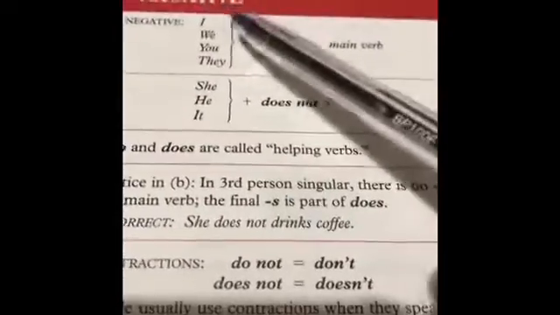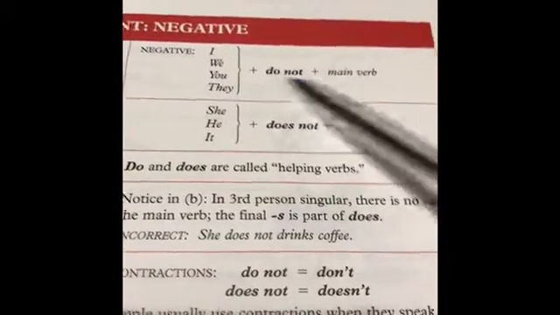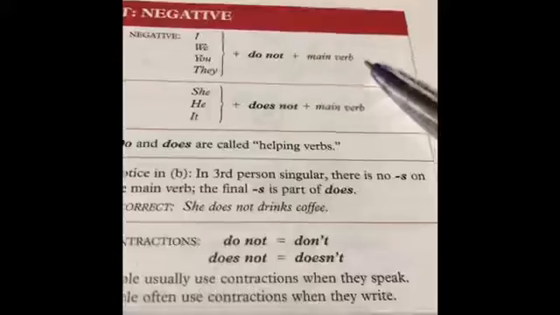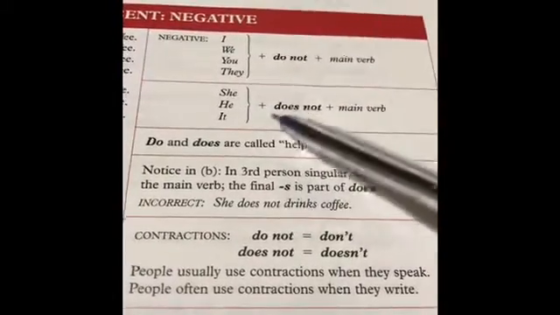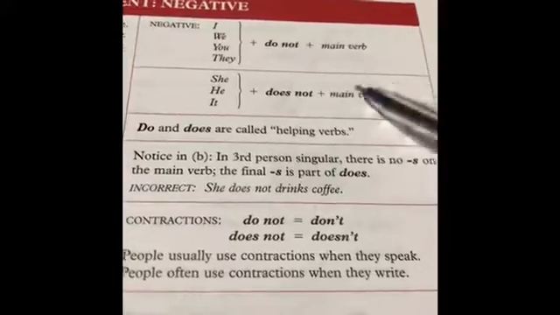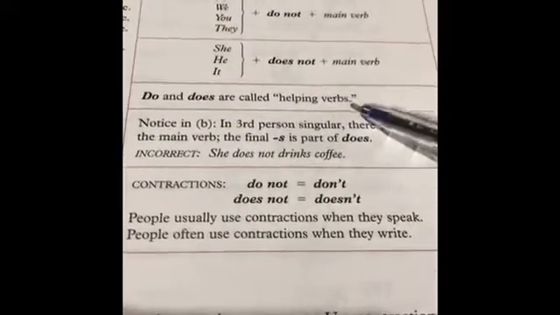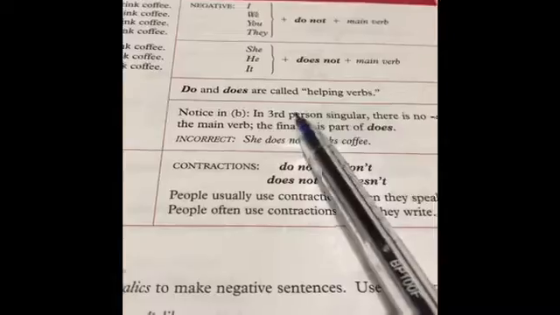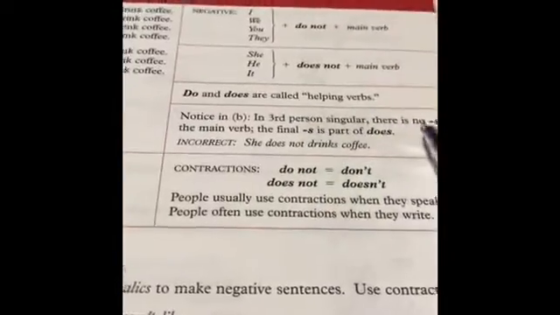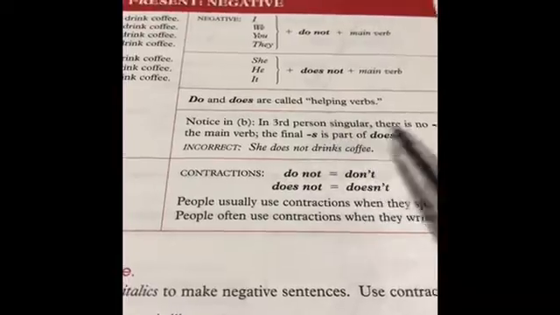The negative, here I, we, you, they, don't plus main verb, يعني الفعل الأساسي. She, he, it doesn't and the main verb. Do and does are called helping verbs. هن أفعال مساعدة. Notice يعني لما يكون في عندي third person اللي هي he, she, it, there is no s on the main verb. The final s is part of does.